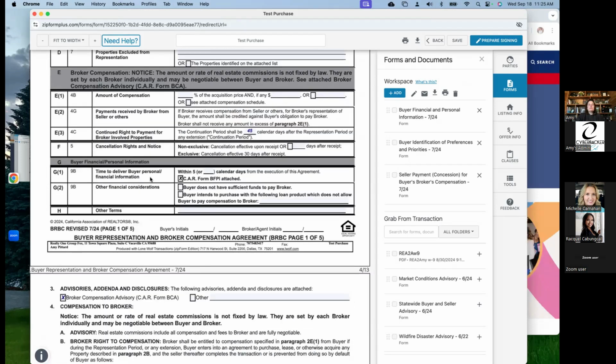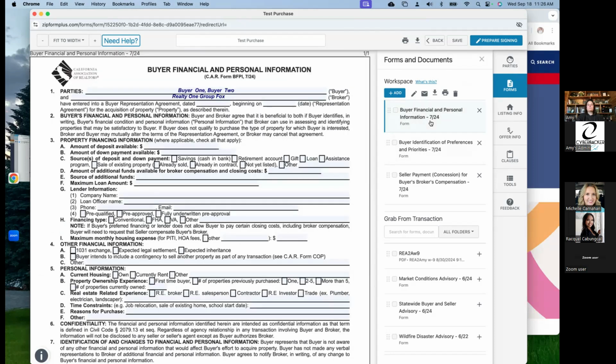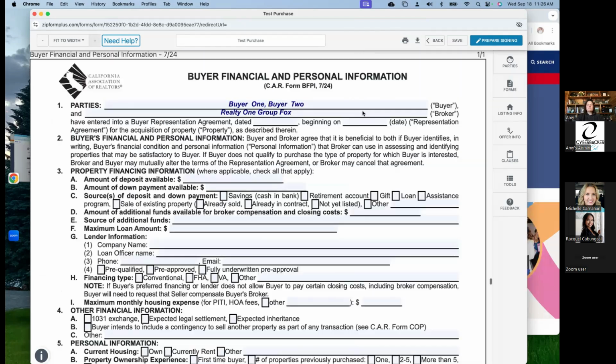The next form here that it talks about in G1, the BFPI, would be a required form per the new BRBC. That is the buyer financial and personal information form. So now that's up on the screen there. This one is required. It's either within 5 days after they sign the BRBC, or I would just have them fill it out with it, so that you're upfront and honest and we know what's going on with our buyers.